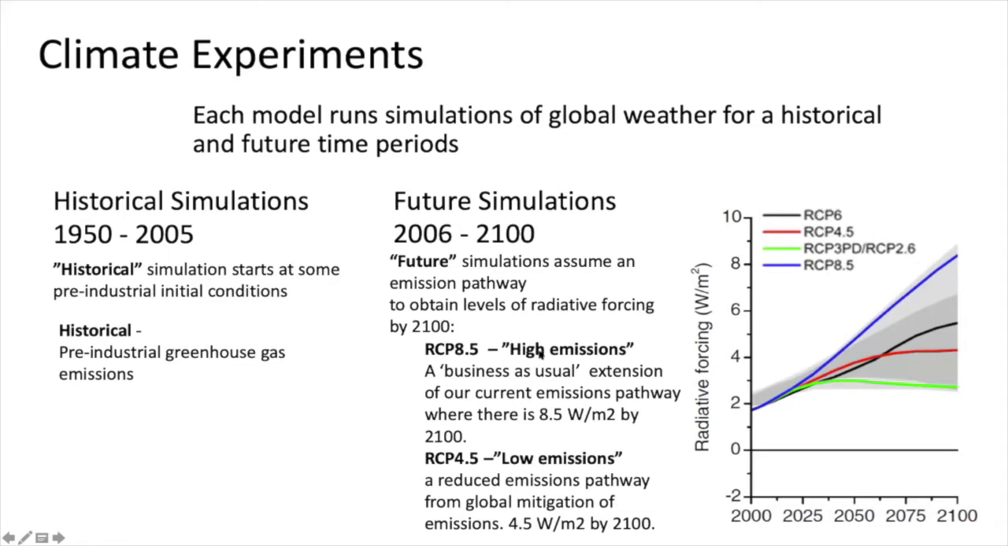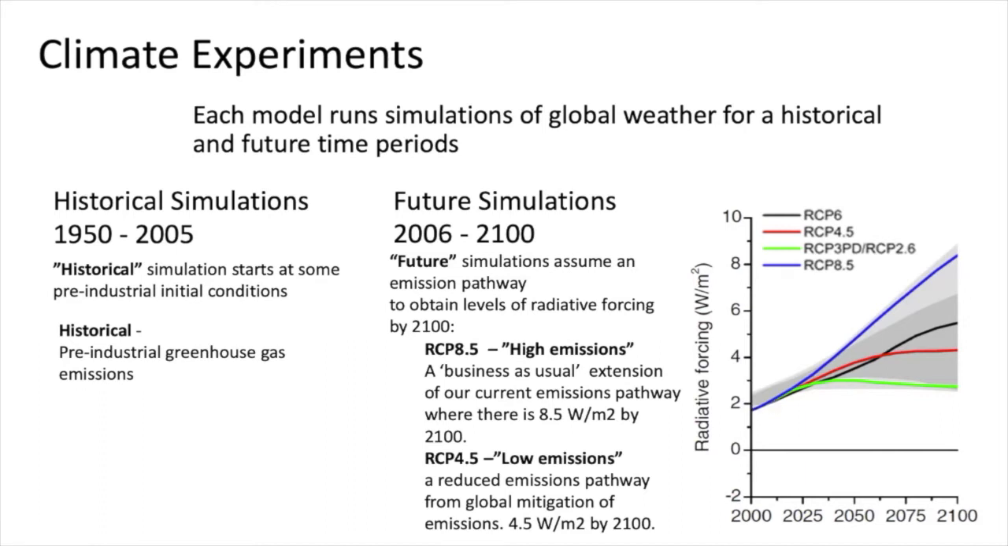From the future simulations, each model simulated an emission pathway to obtain certain levels of radiative forcing by 2100, and that's what these are. These are the RCP pathways that you'll see in the tools. RCP 8.5 is a high emission scenario. It is the business as usual extension of our current emissions pathway, where when we start here at around 2010, which is when they started these experiments, there was a radiative forcing of almost 2 watts per square meter.